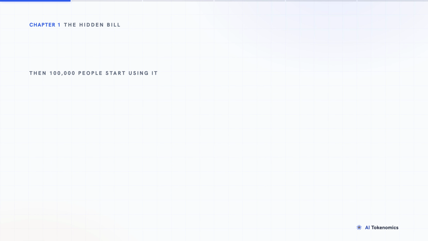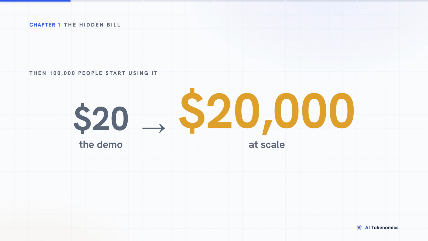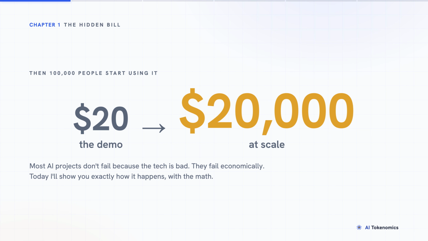$2.14. But then 100,000 people start using it, and every single message becomes input tokens, output tokens, repeated context, retries, and tool calls. That $20 demo? At scale, it's a $20,000 bill. Most AI projects don't fail because the technology is bad. They fail economically. And today, I'm going to show you exactly how it happens, with the math.